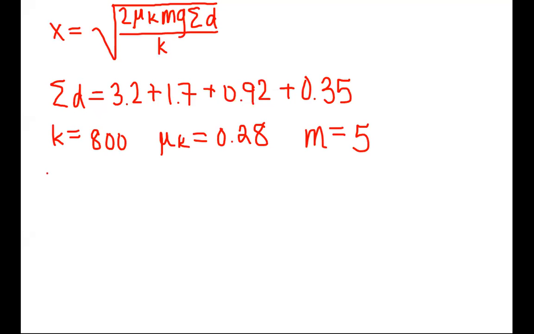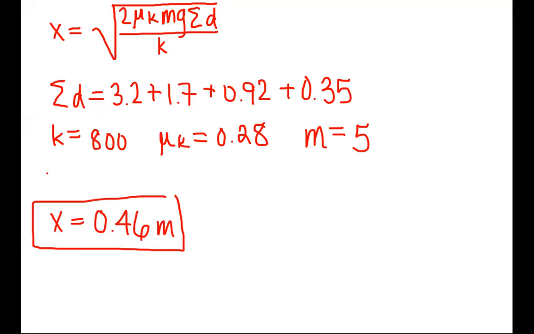So plugging that into the equation above, you will get a value of X equals 0.46 meters. And this would be our compression, as X is the value for compression. So after the spring has oscillated 4 times, we are able to use the amount of energy lost through each oscillation to figure out how much it was compressed initially.